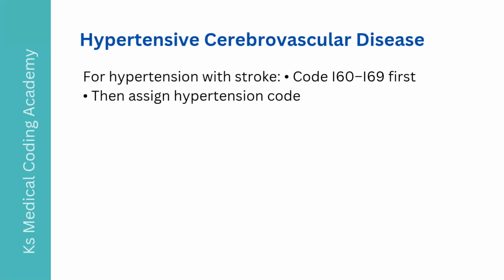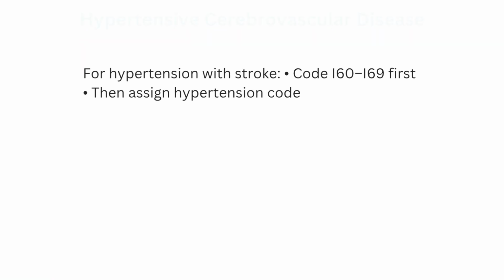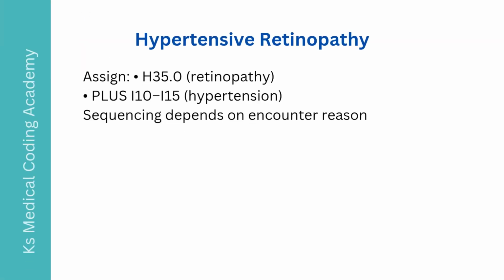Hypertensive cerebrovascular disease. For hypertension with stroke, first assign the cerebrovascular disease code, I60-I69, then assign the hypertension code. This sequencing is exam tested. Hypertensive retinopathy. For hypertensive retinopathy, assign H35.0 for the retinal condition, plus a code from I10-I15 for hypertension. Sequencing depends on the reason for the encounter.